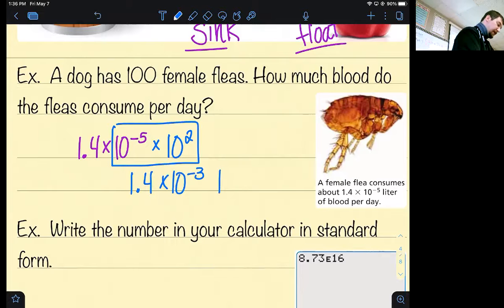I don't know the abbreviation for liters, so I'm just going to spell it out. I think it's probably just an L. Capital L. Is it capital? I knew it wasn't lowercase.